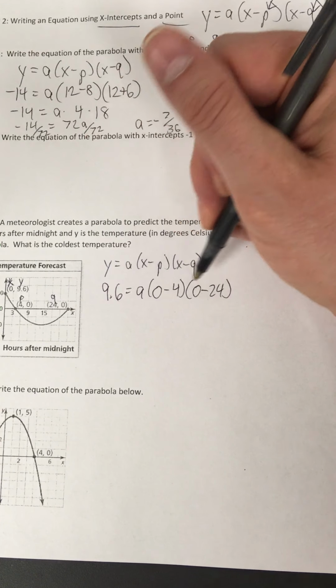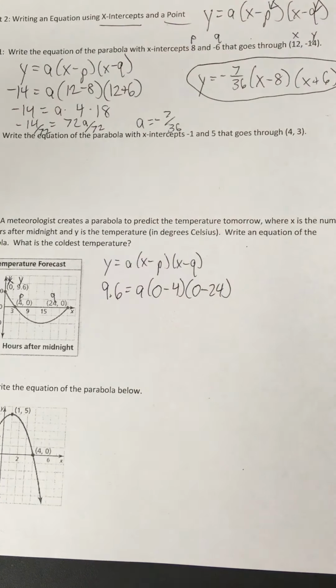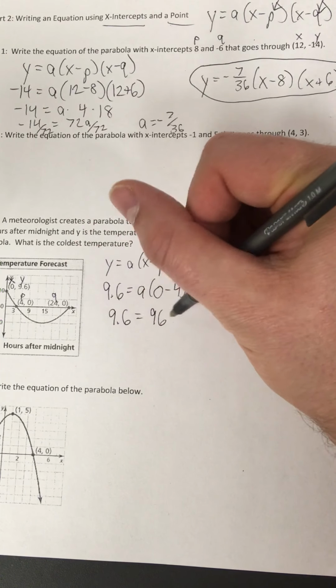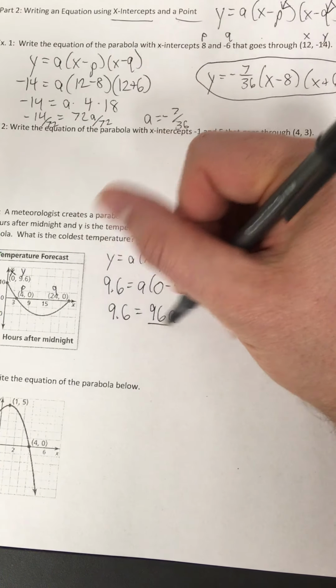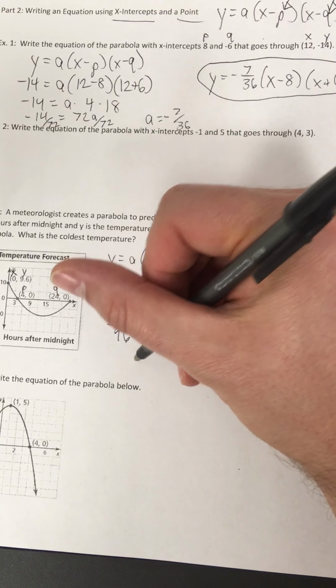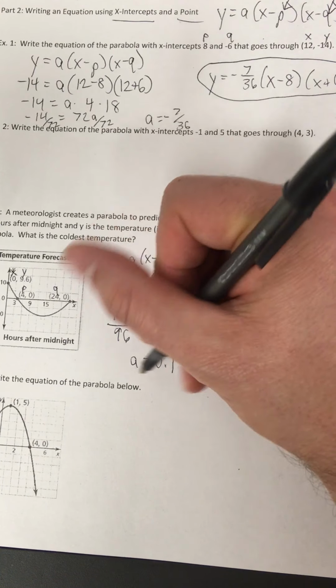So that's -4 times -24. That is going to give me positive 96. So 9.6 equals 96a. And then solve for a. Divide by 96. 9.6 divided by 96, I get a equals 0.1.